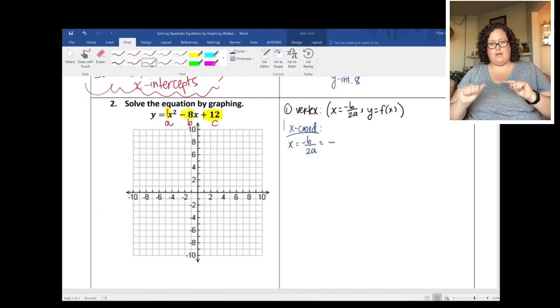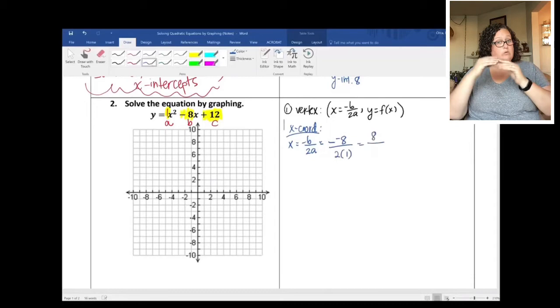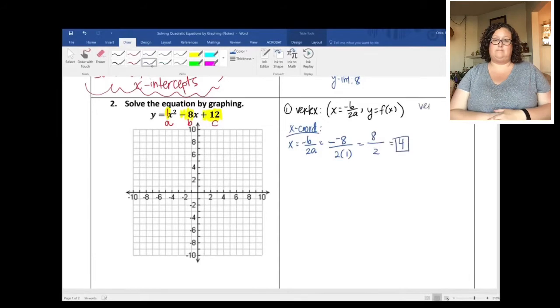So that's negative 8 over 2 times 1, which is a negative times a negative is a positive. So it's positive 8 over 2. 8 divided by 2 is 4. The x coordinate of our vertex is at 4.